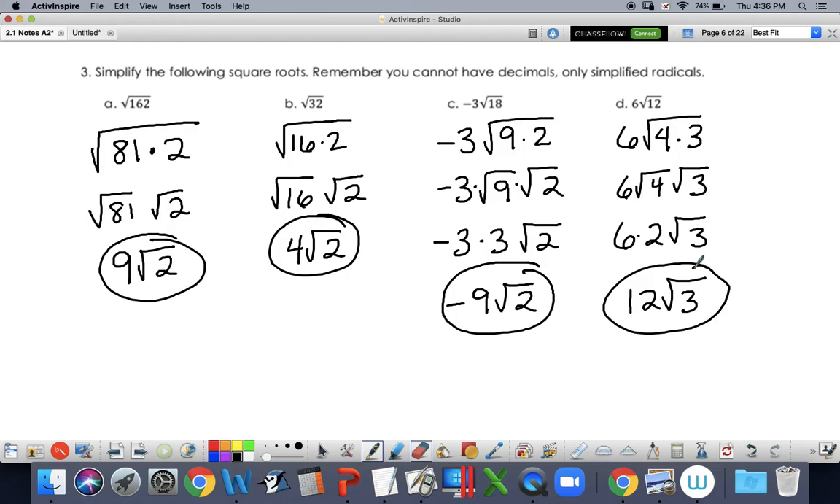At this point, I highly recommend you pause this and complete the IXL, which is all about simplifying square roots. The link is on Google Classroom.